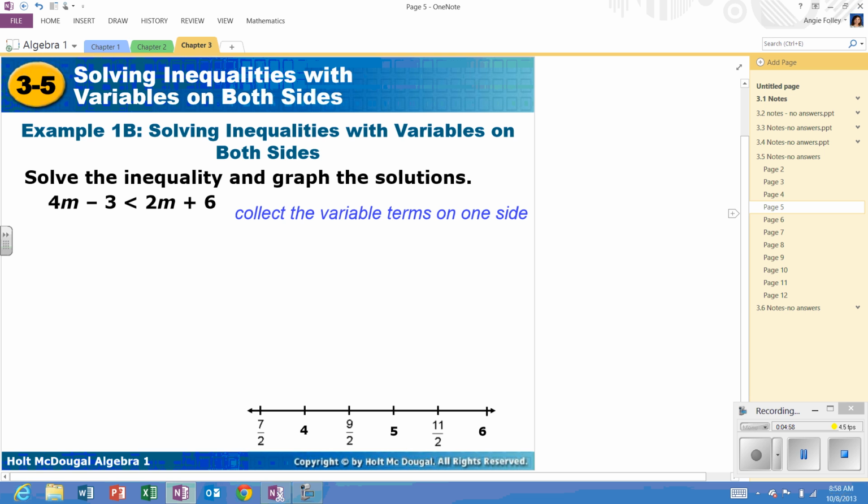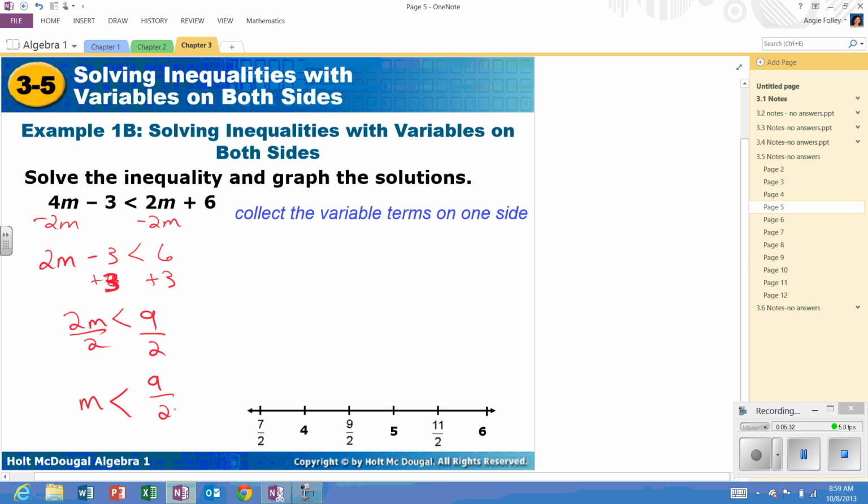Okay, so 4m minus 3 is less than 2m plus 6. I'm going to get my m's on the left side, so I'm going to move this 2m over and be left with 2m minus 3 is less than 6. Now I'm going to move my 3 over by adding. Okay, so then I get 2m is less than 9. If I divide both sides by 2, I'm going to get m is less than 9 halves.